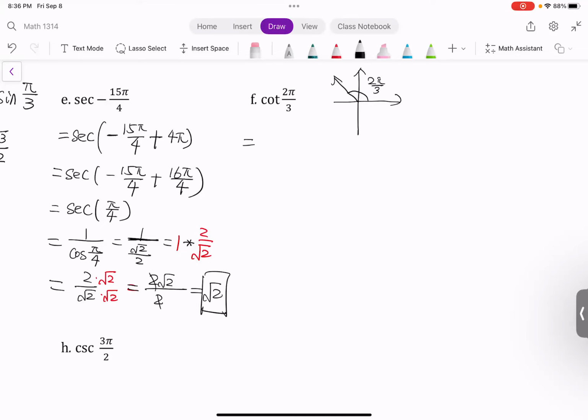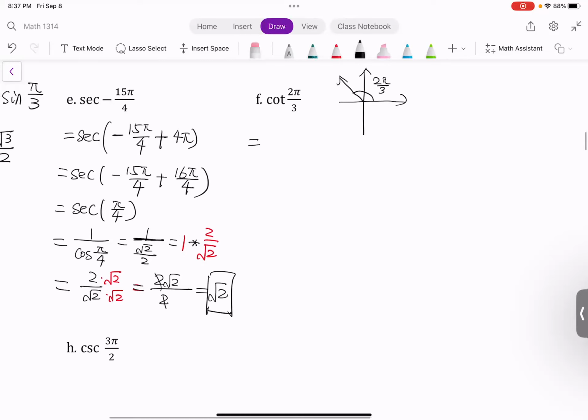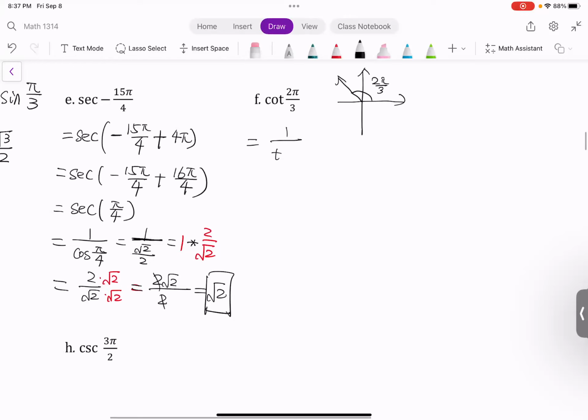So how do we find the cotangent of 2 pi over 3? This is 1 over tangent 2 pi over 3. 2 pi over 3 also means 120 degrees. You can directly give me the solution, which is negative square root of 3 over 3. But some of you say, I like the reference angle. So the reference angle formed by the terminal side and the x-axis is pi over 3.